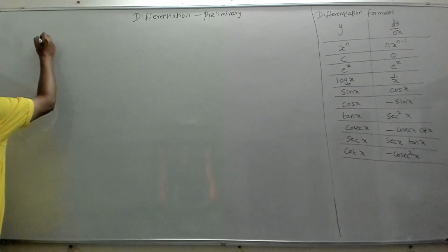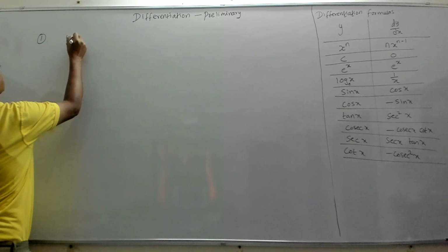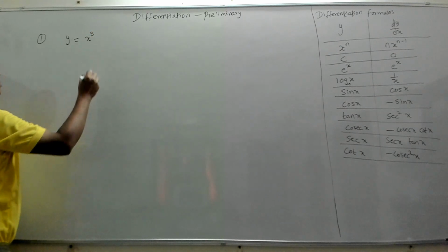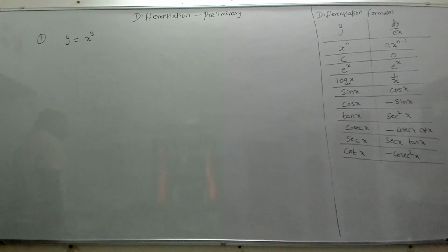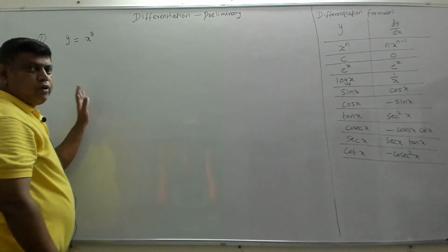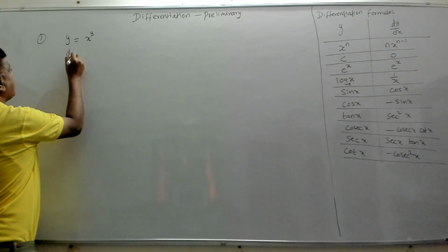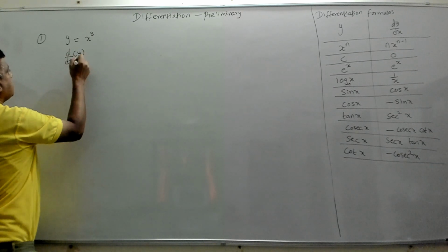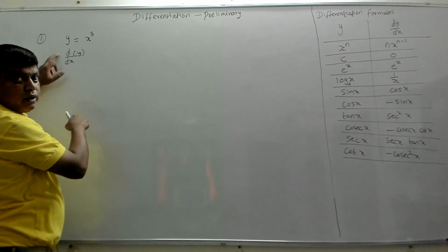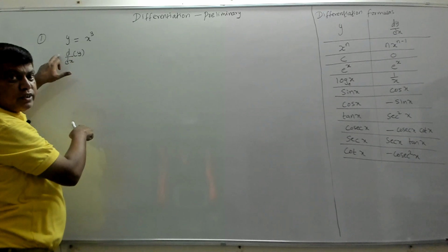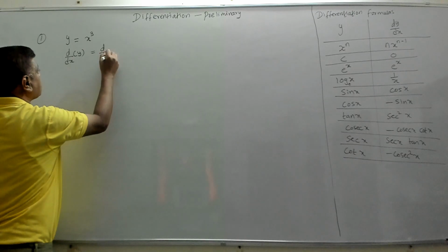Suppose the first one is our function y equal to x power 3, y equal to x cube, and we need to find the derivative of this function, which means we are going to differentiate this. So when you differentiate y, it is d by dx of y, which means differentiating y with respect to x. That is equal to d by dx of x cube.